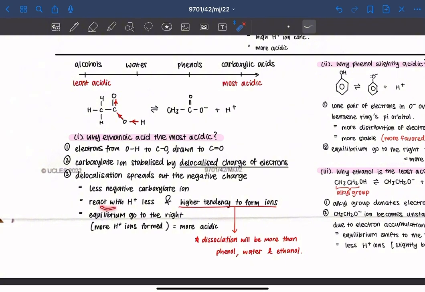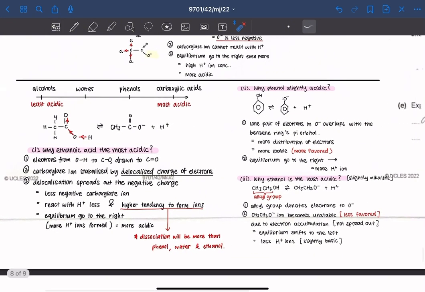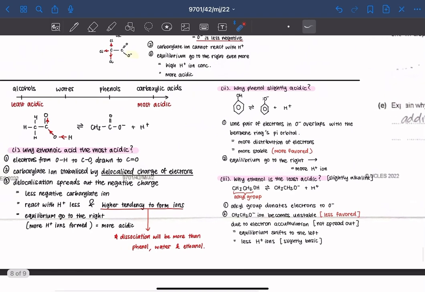So it reacts with H+ ions less, and there is a higher tendency to form ions rather than forming this. So the equilibrium goes to the right, more H+ ions are formed, and there is a more acidic environment. There is a higher tendency to form ions because dissociation will be more compared to phenol, water, and ethanol. So this is the easiest one.